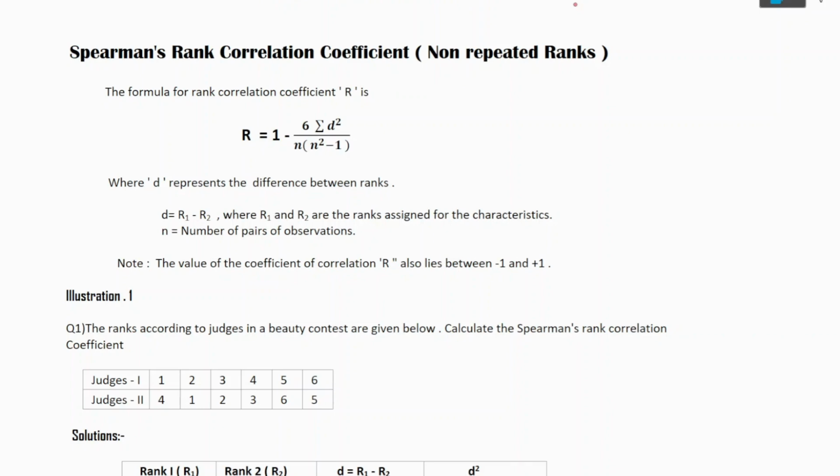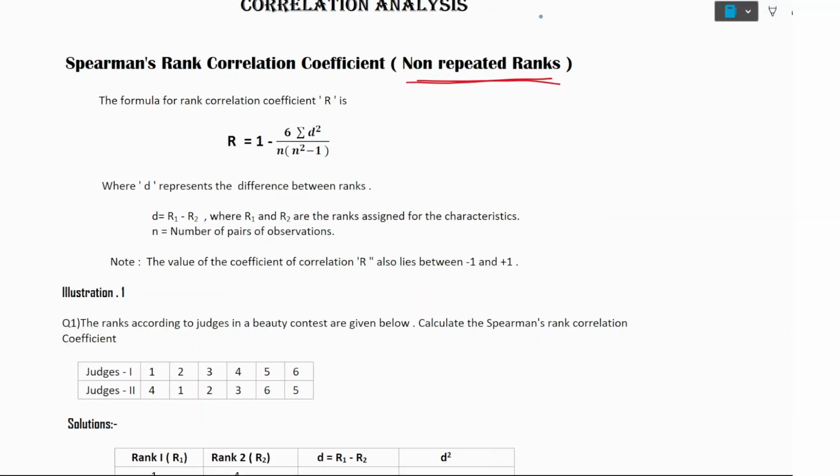Here we are discussing one of the methods to find whether two given variables are related or not, that is the Spearman correlation coefficient, and we are discussing it here for non-repeated ranks. I will explain what this means. Spearman rank correlation coefficient is a method to find the correlation coefficient for qualitative properties like intelligence, hard work, honesty, sincerity, beauty, etc. It was developed by a psychologist called Charles Edward Spearman. That's why it is called Spearman's rank correlation coefficient.